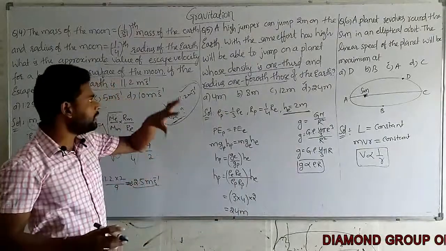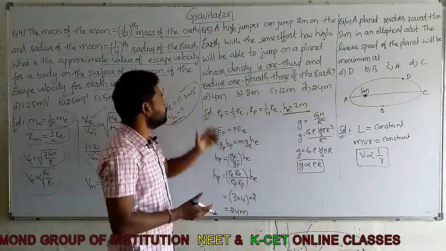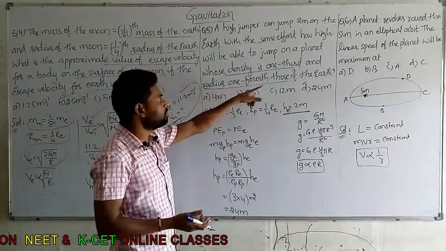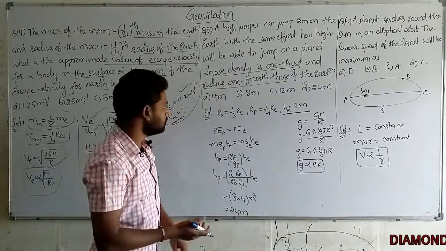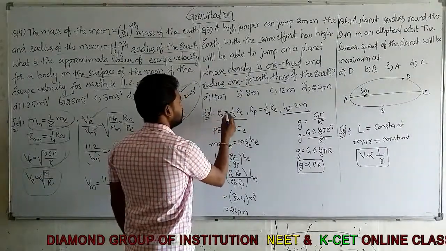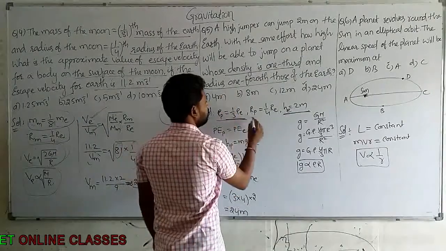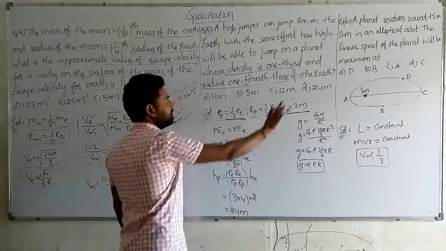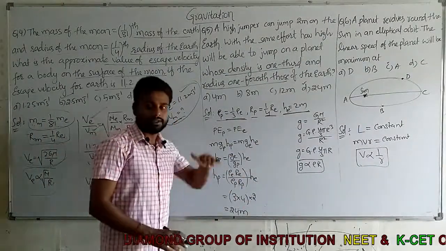Okay, so the planet's radius is 1/4 of the Earth's radius, and the planet's density is 1/3 of the Earth's density. Whatever the given data, I am writing here: planet density equals 1/3 of the Earth density, and planet radius equals 1/4 of the Earth radius. This is the given data, and they are asking how much height he will jump on the planet.